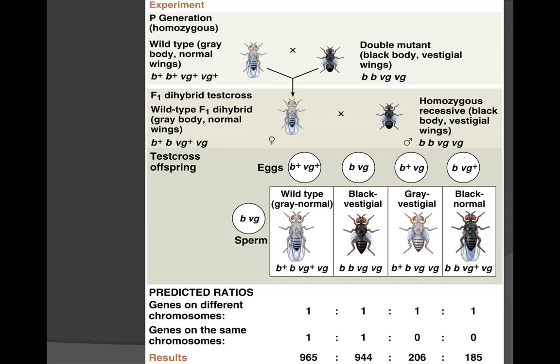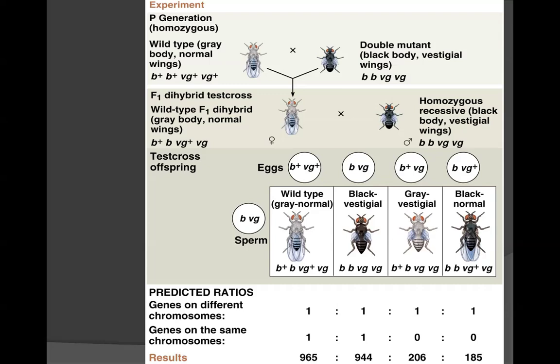If we take a look at the ratio below, we can see that our observed ratio in this cross would be 965 individuals that have wild-type conditions, a gray body and normal wings. We would also have 944 individuals that have black body and vestigial wings. These would be considered the two parental possibilities.